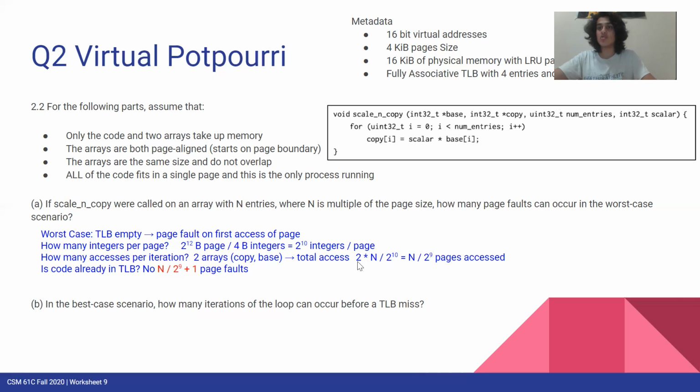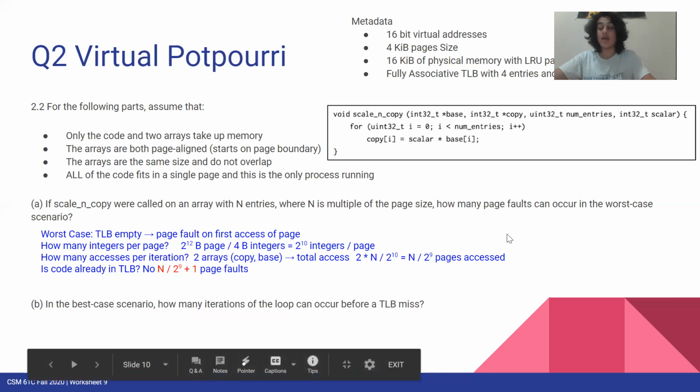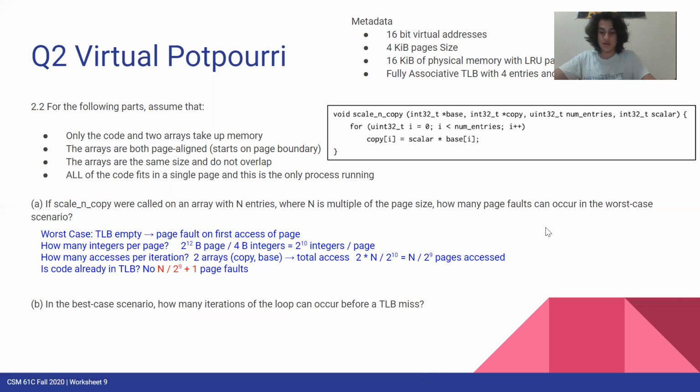So we have 2 times n over 2 to the 10th pages accessed, which you can also write as 2 over n over 2 to the 9th. And then, is the code already in the TLB? Because our code itself isn't in the TLB, it's going to be +1. So that's just one thing to remember on an exam or anything. It wouldn't be just the exact number of accesses. You also have to determine if your code is in the TLB already. And sometimes they'll say that it is in the TLB, so you just have to keep track of whether that is in your assumptions or not.